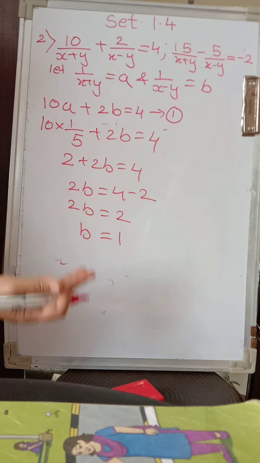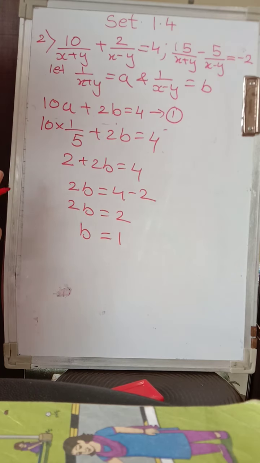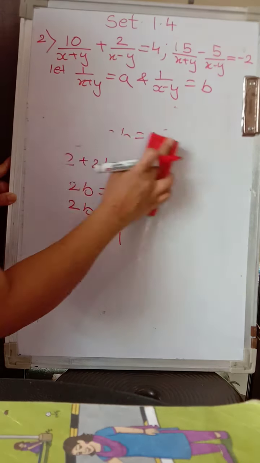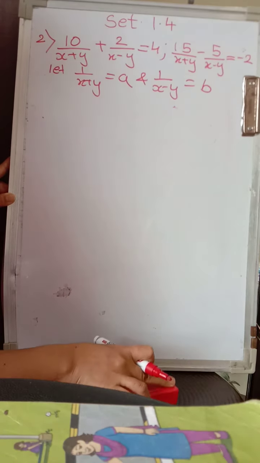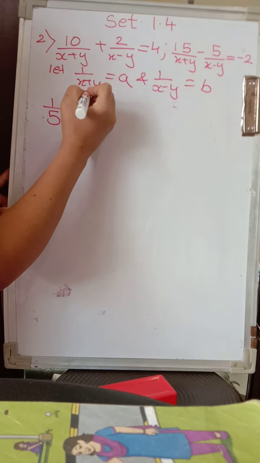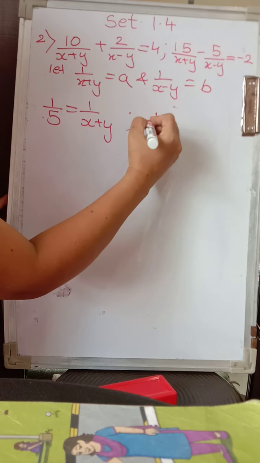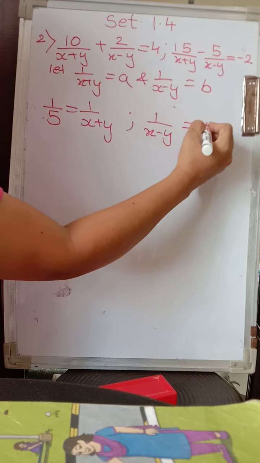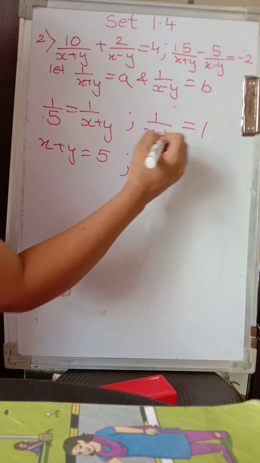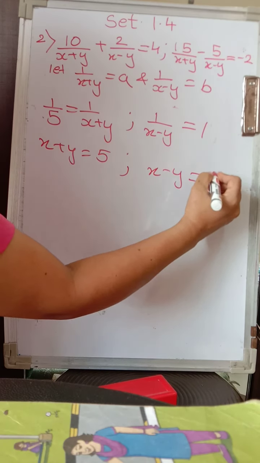Now see students, there is one more step ahead you have to go. You have a as 1 upon 5 and b equal to 1. Keep this in mind and now substitute. So what do we have? What is a? 1 upon 5. So 1 upon 5 because a is 1 upon x plus y. And what is b? We got 1. So 1 upon x minus y is equal to 1. Now cross multiply. So what will you get? x plus y is equal to 5. And cross multiply this, what will you have? x minus y is equal to 1 you will get.